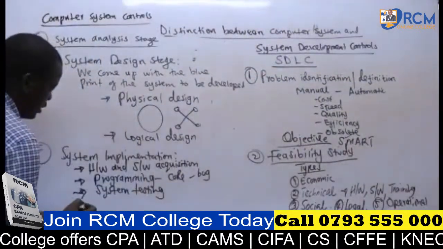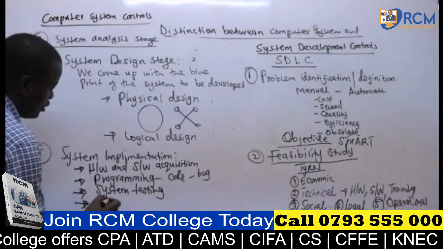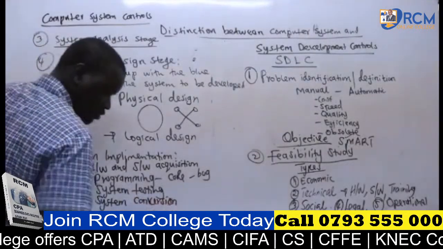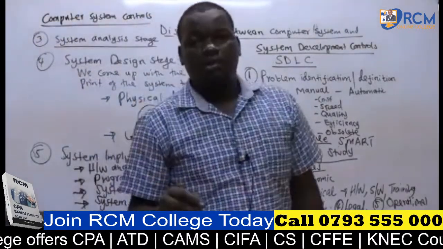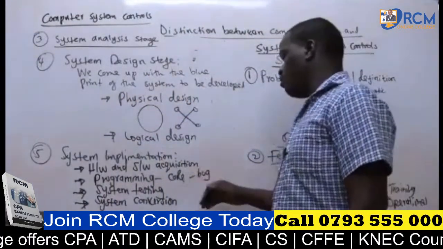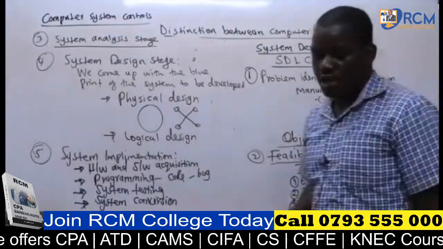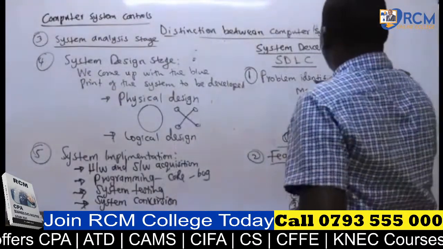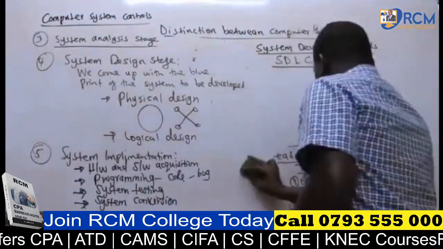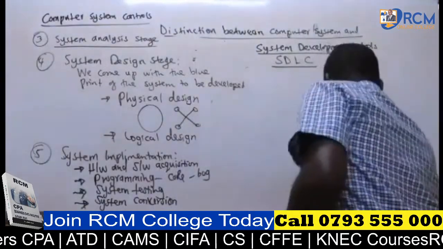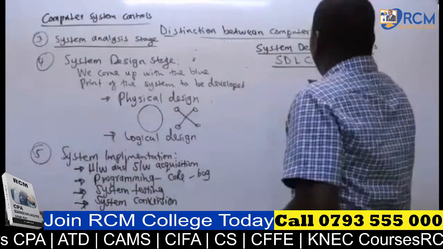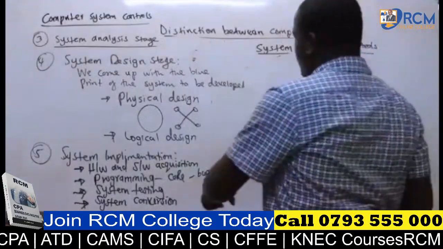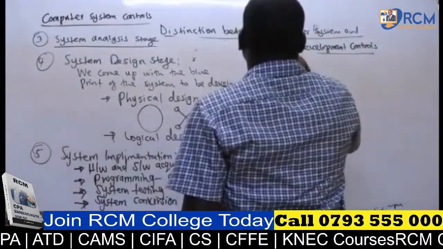The next activity is what we call the system conversion. In system conversion, we are now moving from the old system to the new one. This process is normally referred to as going live. We are moving from an older system to a newer system. There are normally four strategies which are used at the system conversion stage. One, there is what we call the direct changeover.